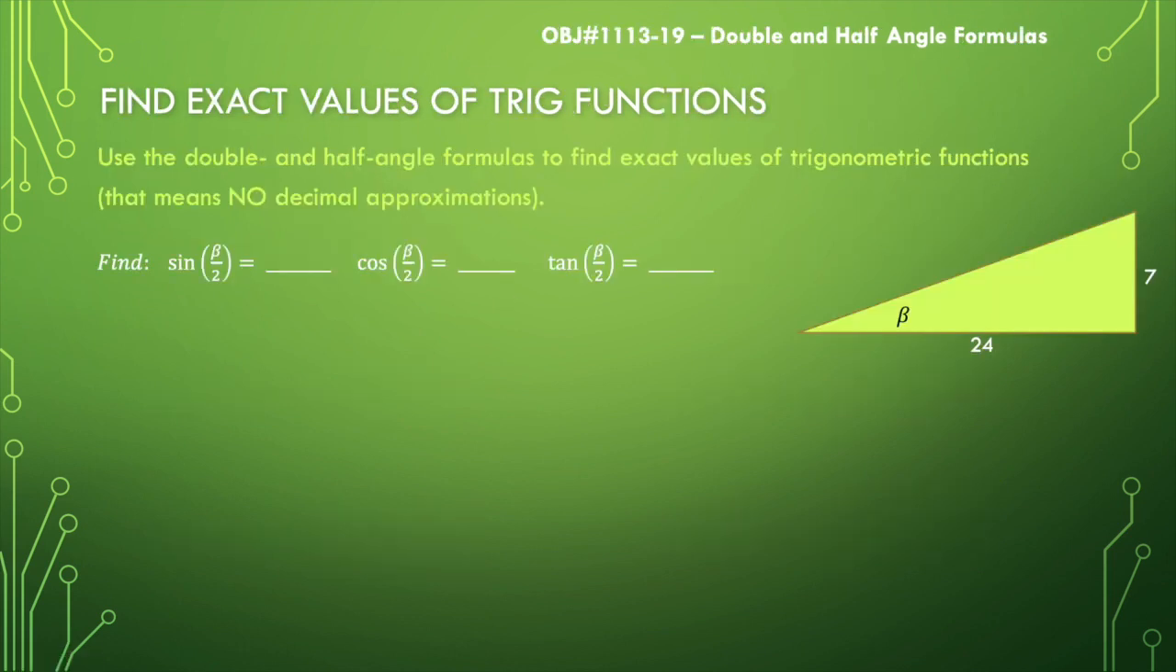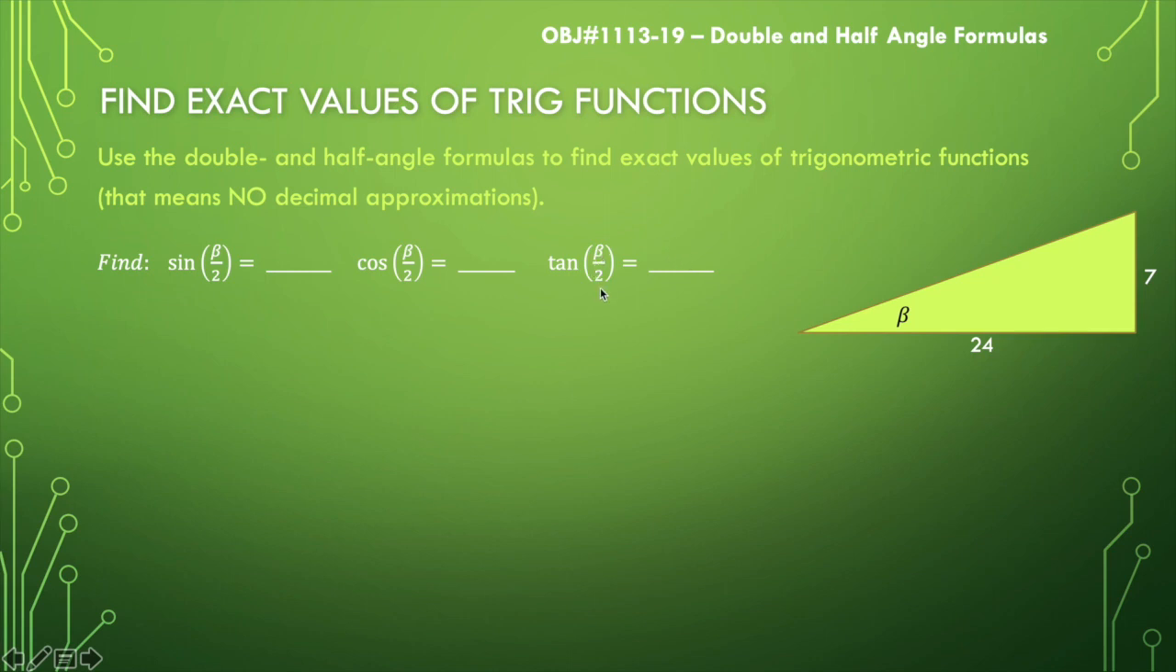Here we have another right triangle, and we are given an acute angle beta. Opposite angle beta we have a side of 7, and adjacent to beta we have a side length of 24. We are asked to find the sine of beta over 2, the cosine of beta over 2, and the tangent of beta over 2.